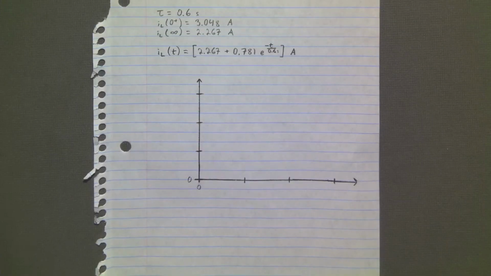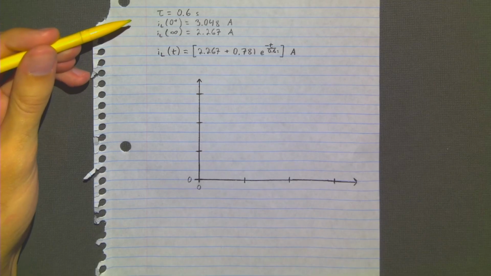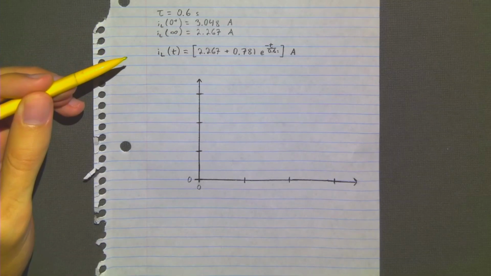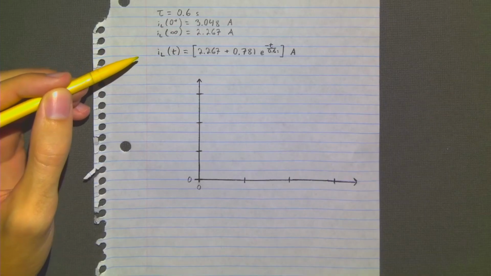In this video, I'll be plotting the first order transient response of the circuit that I covered in my previous video. So if you haven't seen that, go watch it. From solving that problem, we know the time constant, the initial and final values of the current, and the final equation for the current.